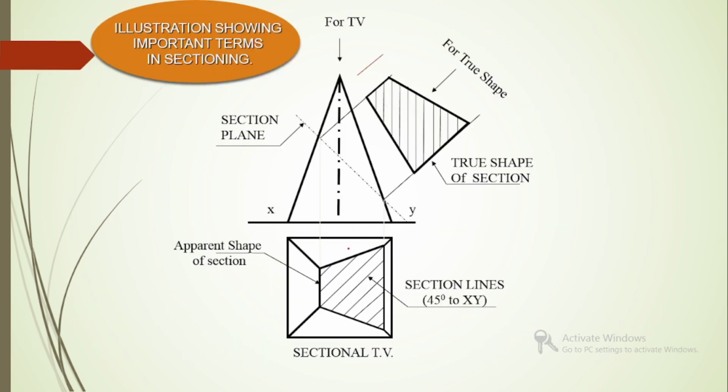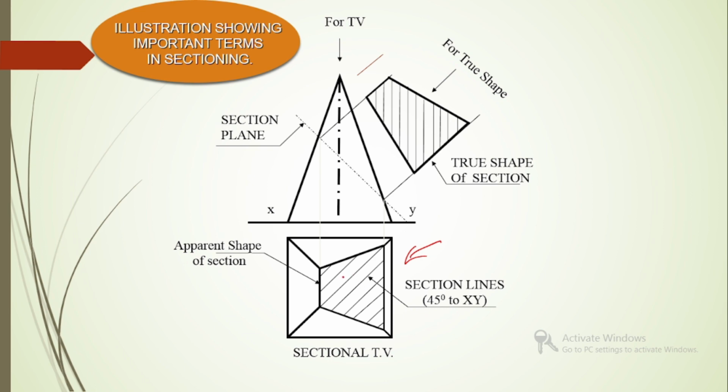And this is the illustration showing important terms in sectioning. Here this is the top view, and in top view we can see the sectioned surface, and that type of top view is otherwise known as sectional top view. And this sectioned shape is actually not in true shape, but it is in apparent shape. That is otherwise known as apparent shape of the section.